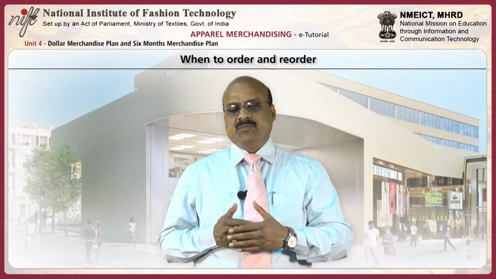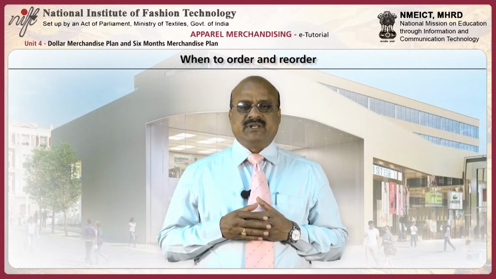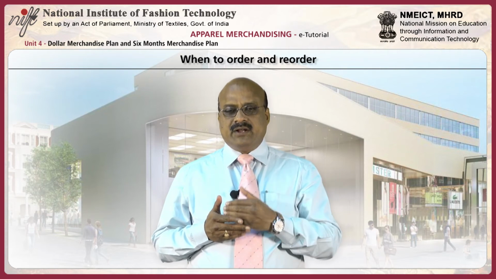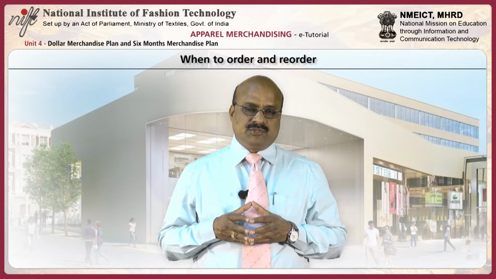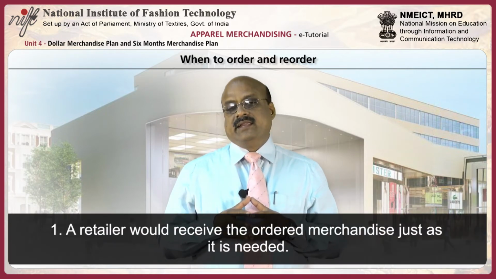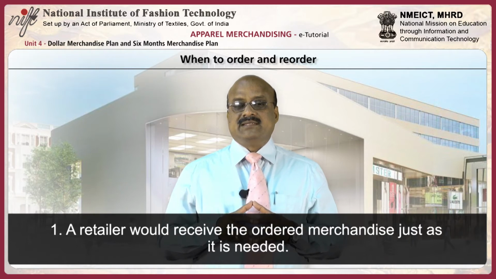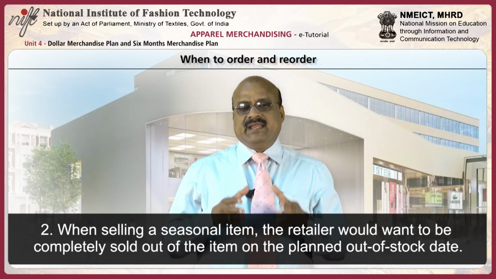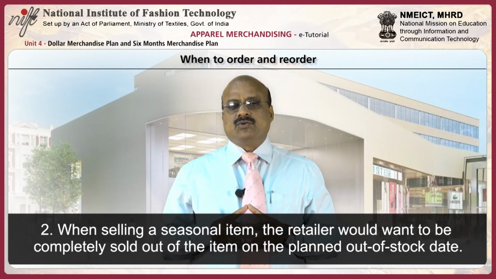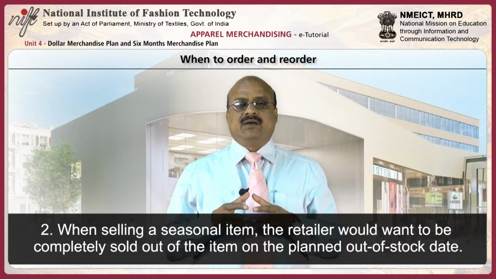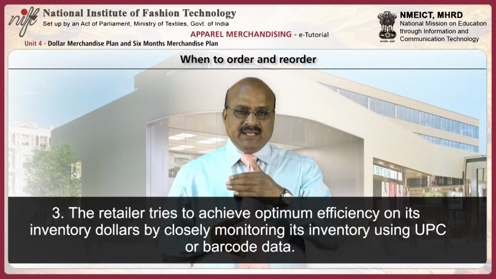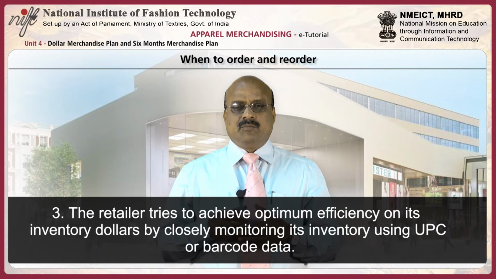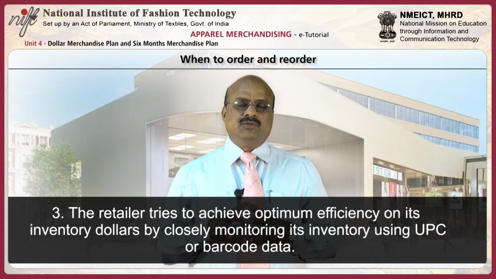After deciding the relative emphasis to be placed on the three dimensions of the merchandise mix, the retailer needs to decide when to order and reorder the desired merchandise line items. Ideally, a retailer would receive the ordered merchandise just as it is needed. When selling a seasonal item, the retailer would want to be completely sold out of the item on the planned out-of-stock date. A retailer tries to achieve optimal efficiency on its inventory dollars by closely monitoring its inventory using UPC or barcode data.